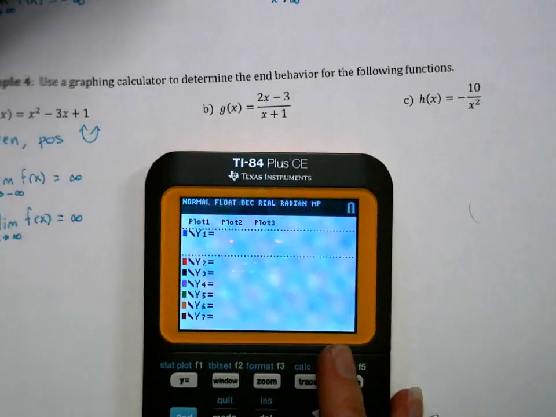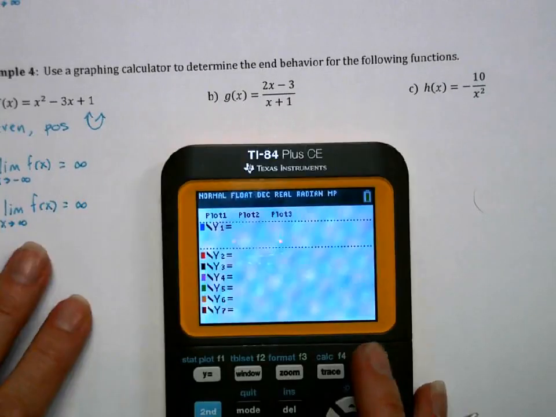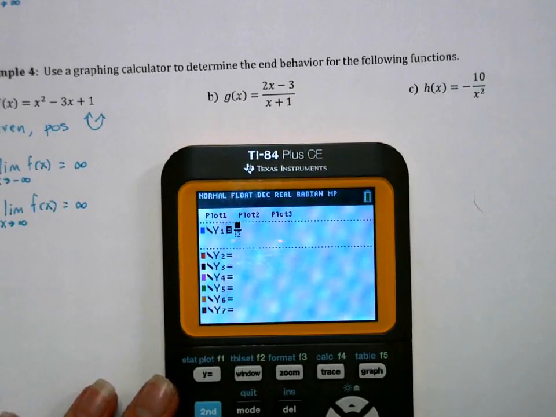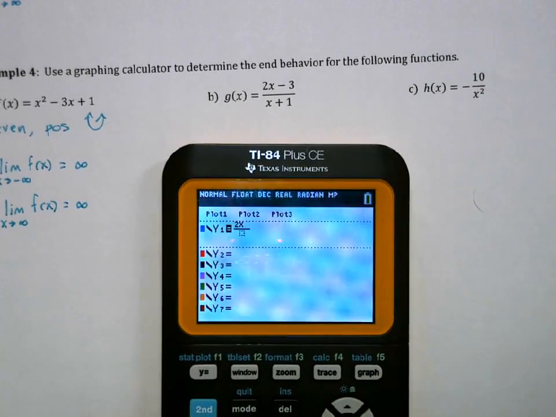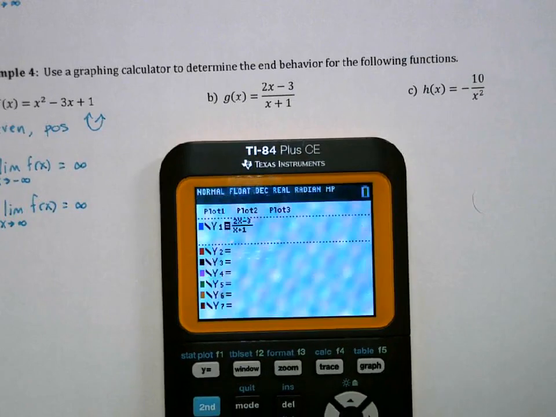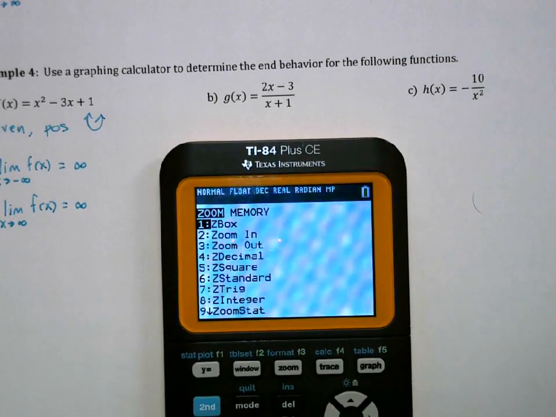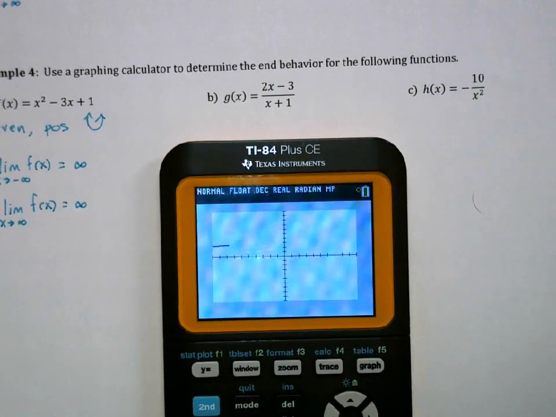Okay, so I'm going to go ahead and use, you can either use the fraction or just use parentheses. 3 over x plus 1. Okay. I'm going to start by graphing this on just a standard window. So if you do zoom standard, that'll reset your window to negative 10 to 10 and negative 10 to 10.